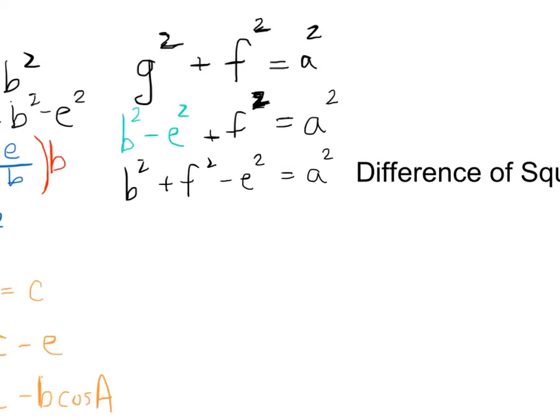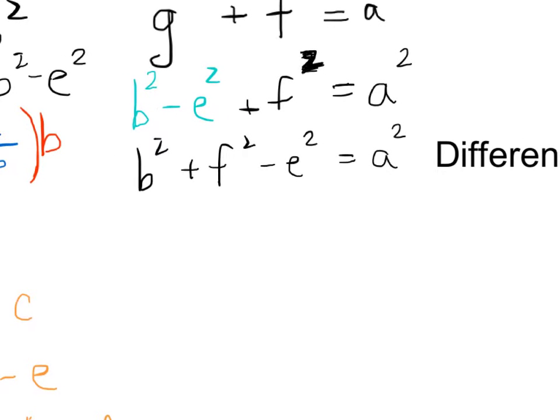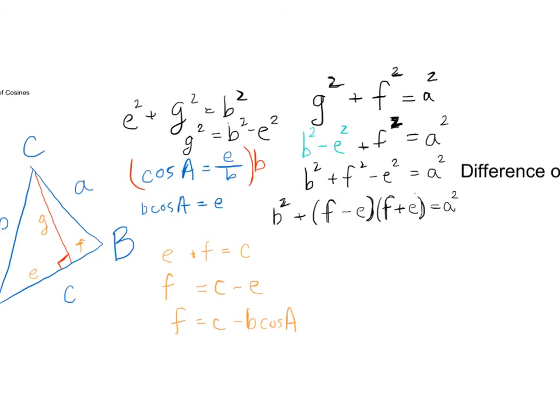So the way I factor my difference of squares is like so. I have b squared. Writing 2's on this thing is very difficult. And so is f's, I guess. This factors to f minus e times f plus e equals a squared. Unfortunately, I won't win any handwriting awards for this.